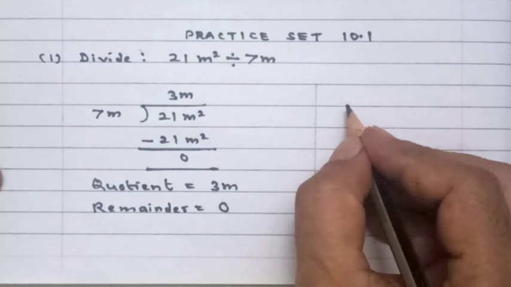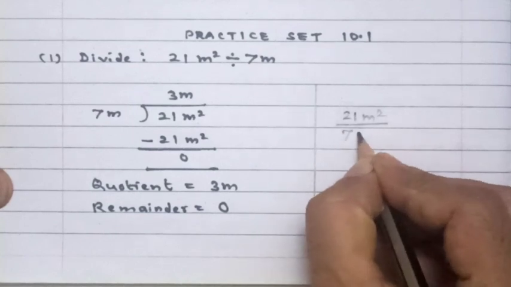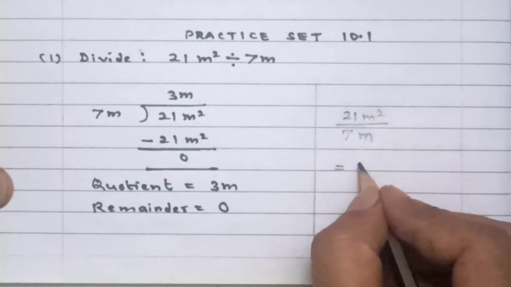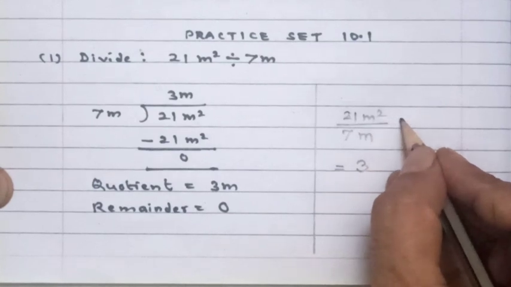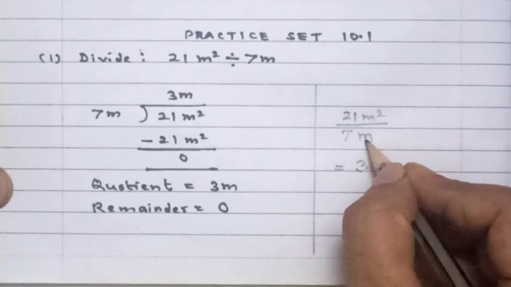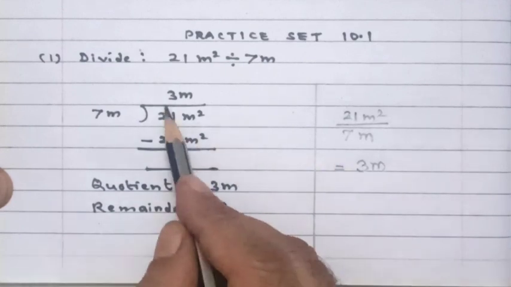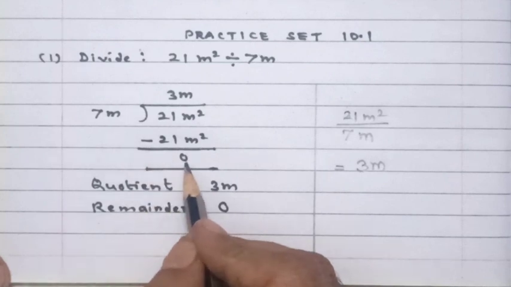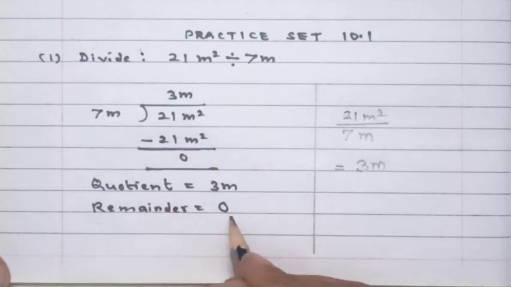21m square divided by 7m. Now 7 3s are 21, so you can write 3. This is m square, that is m into m, 2 times m. Out of that you will cancel 1 m and you will be getting a single m, so 3m. So that's what you have written here. When you subtract, you will get 0. So your quotient is 3m and remainder is equal to 0. That completes question number 1.